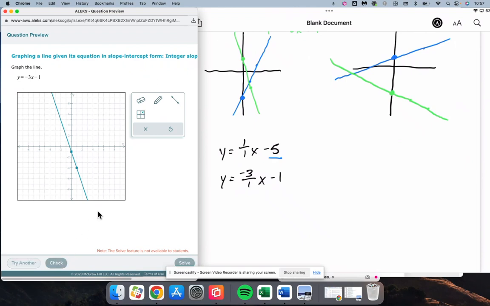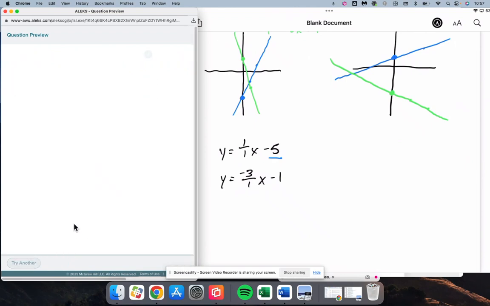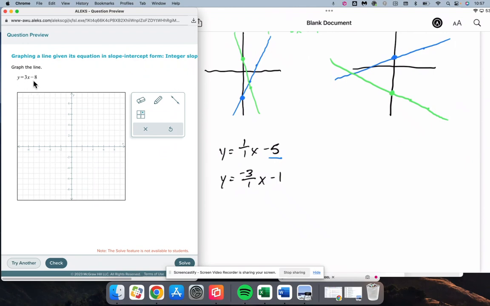Then we've got y equals 3x minus 8. So we can see that that's going to be 3 over 1 as a ratio x minus 8. And so that minus 8 tells us to start at negative 8. And then the 3 over 1 says go up 3 and to the right 1. And so that's what that would look like.